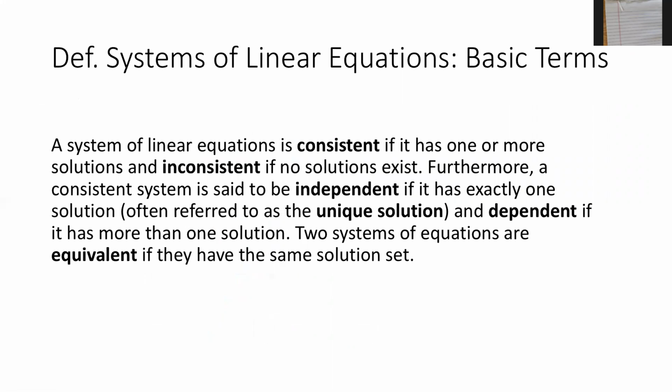So I'll show you here on another slide what I just showed you, but in a formal definition. Furthermore, a consistent system is said to be independent if it has exactly one solution, often referred to as a unique solution, and dependent if it has more than one solution. Two systems of equations are equivalent if they have the same solution set.